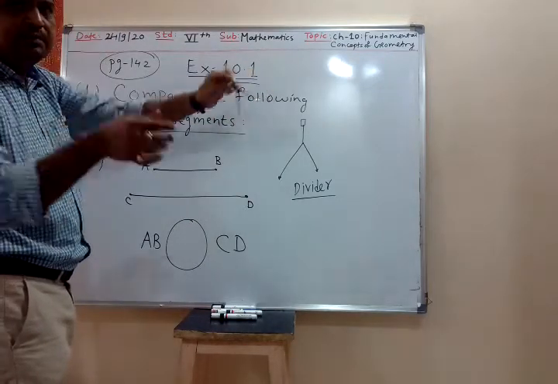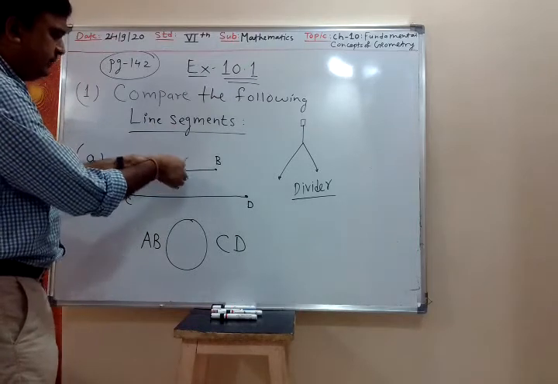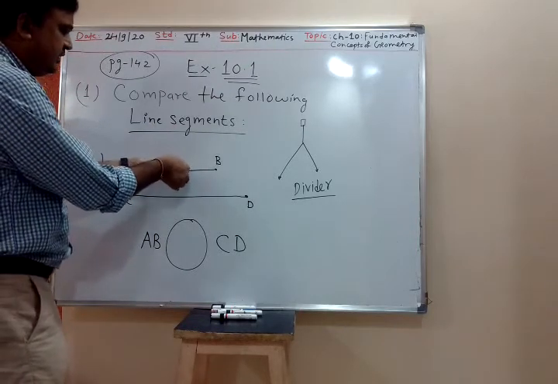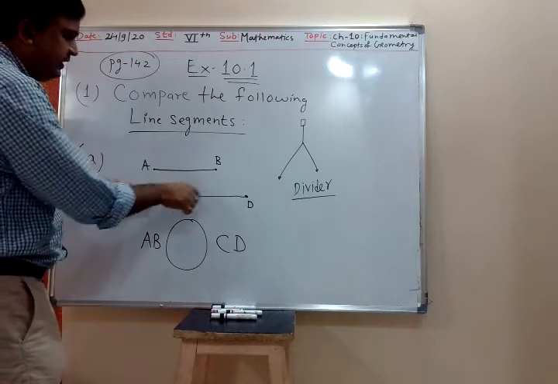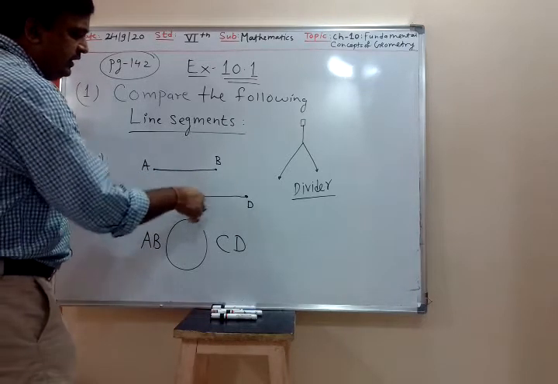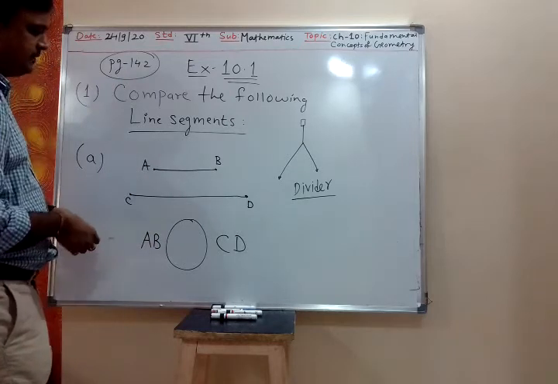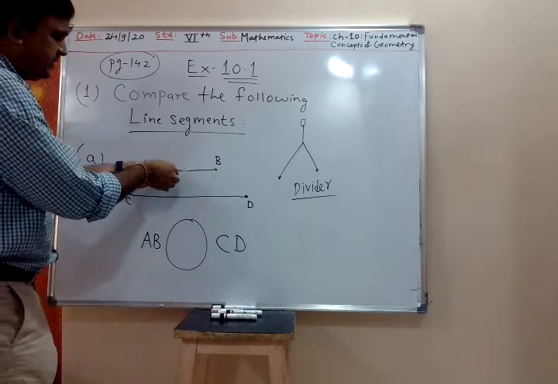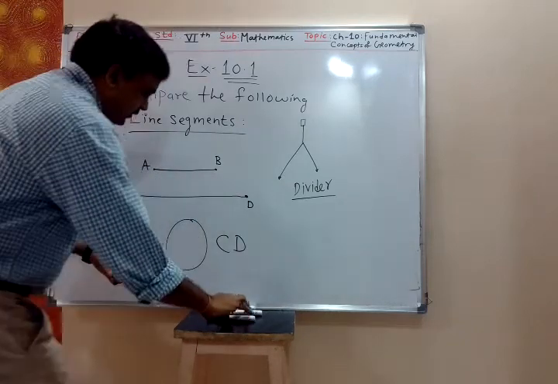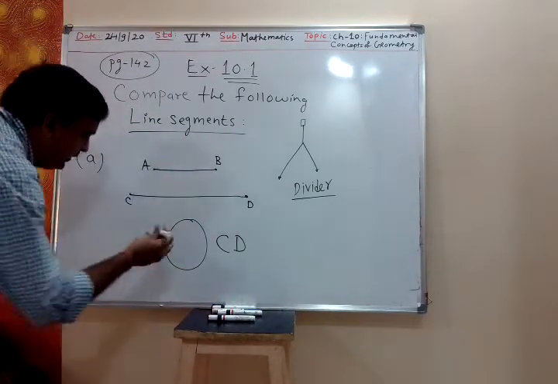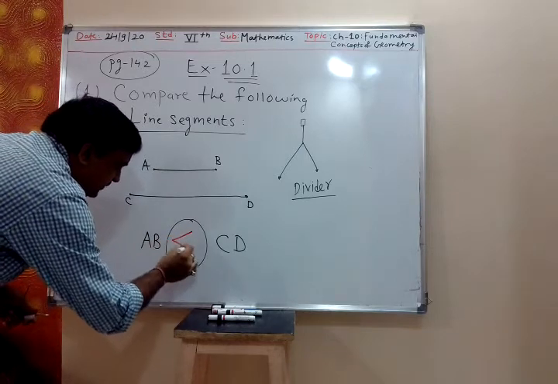Now we take the help of the divider. Now AB, we measure the length. AB is this much. Then we measure CD. Now which line is bigger? Tell me. AB is this much. Then CD is this much. So we put the arrow in this way. AB is less than CD.